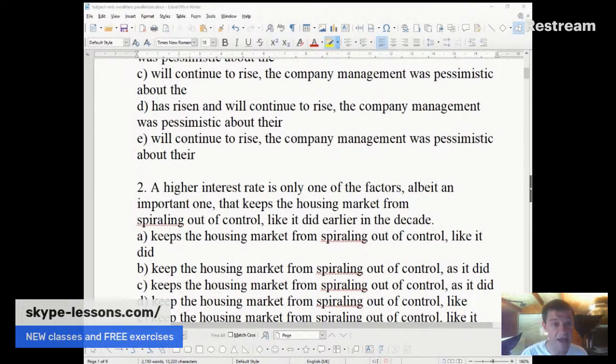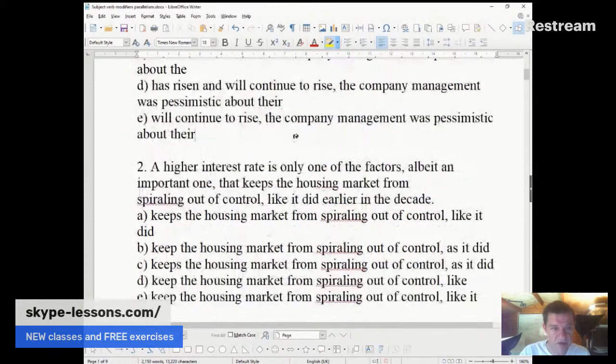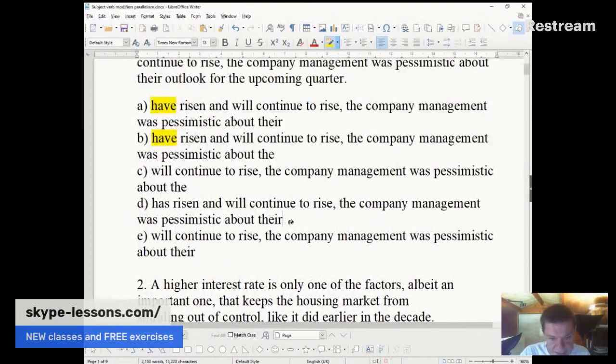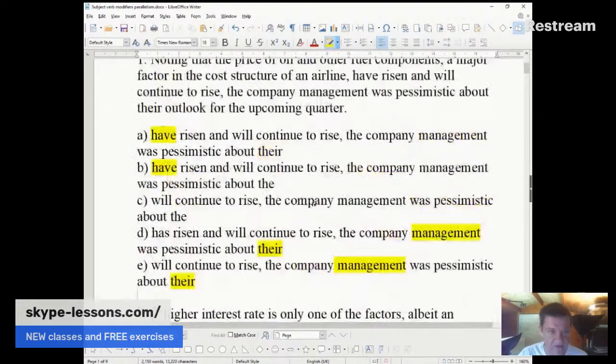Yeah, and this is why option C is correct. The problem with options D and E is they both use their to refer to a singular management, and that is unacceptable. Okay, and that's why we're left with option C as the correct answer.